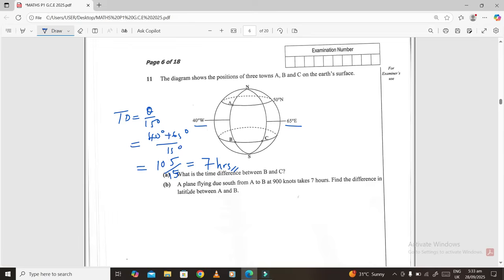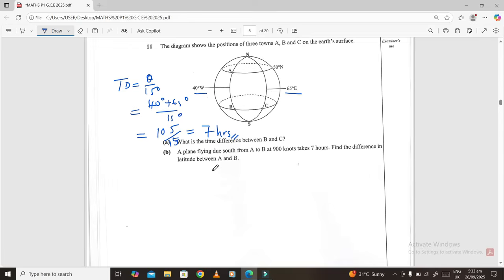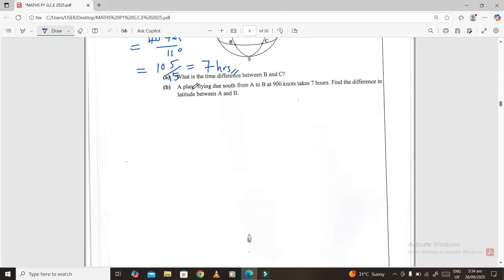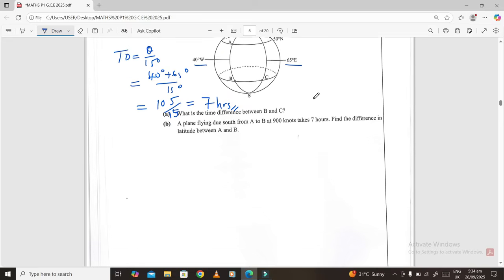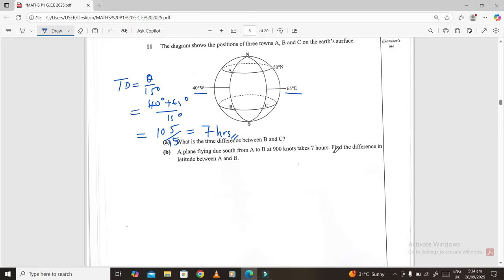That's the time difference. For question B, a plane flying due south from A to B at 900 knots takes 7 hours. Find the difference in latitude between A and B. So we're trying to find the difference in latitude. Normally what we do here, there are two formulas that you need. The first formula is for finding a distance.